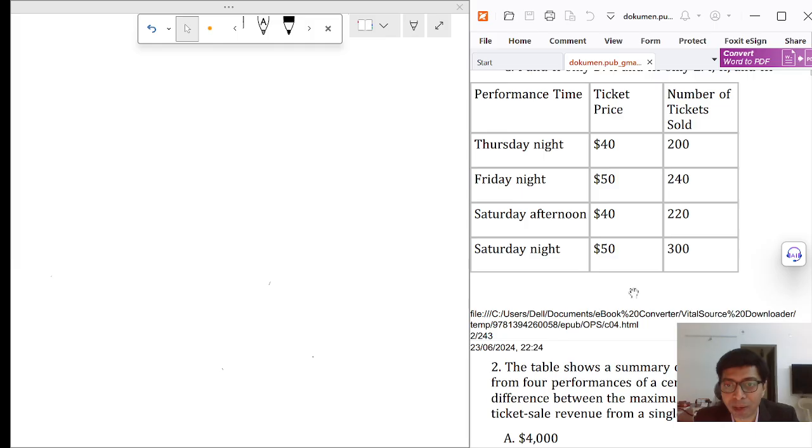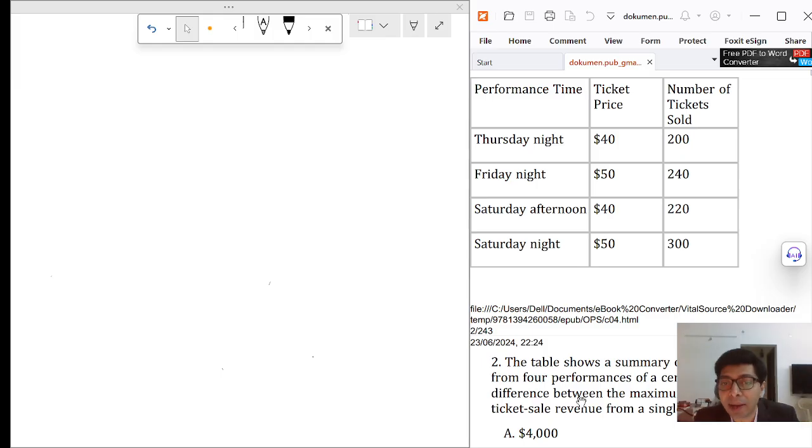What is it asking? The table shows a summary of the ticket sales from 4 performances of a certain play, which is clearly understood. Next, what is the difference between the maximum and the minimum ticket sale revenue from a single performance? So what is the ticket sale revenue of Thursday? Let us try to find out.